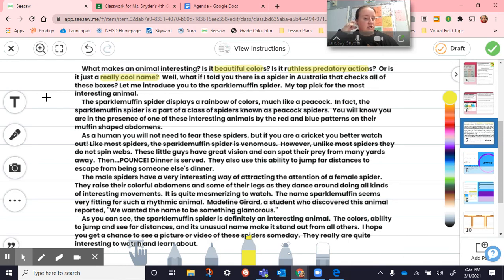I said, what makes an animal interesting? Is it beautiful colors? Is it ruthless predatory actions? Or is it just a really cool name? Well, what if I told you there's a spider in Australia that checks all of these boxes? Let me introduce you to the sparkle muffin spider, my top pick for the most interesting animal.